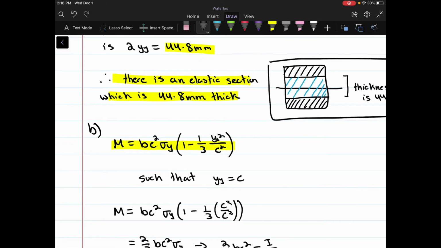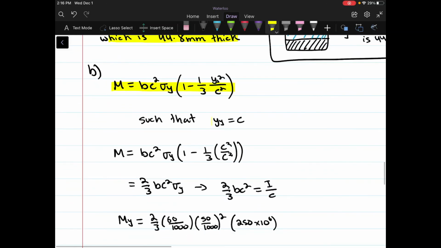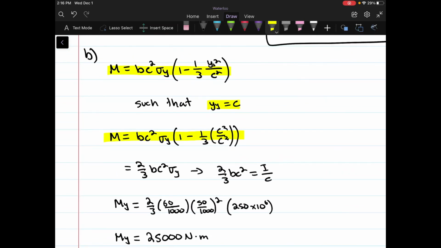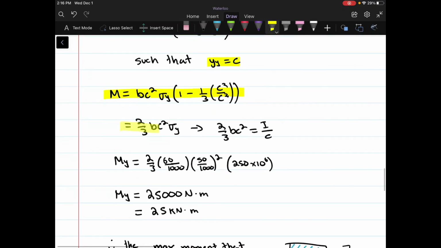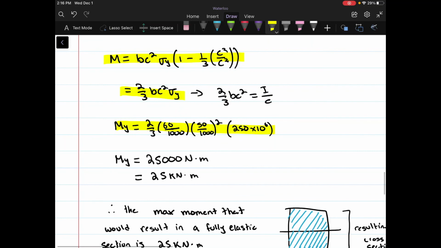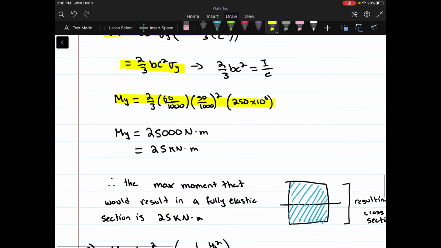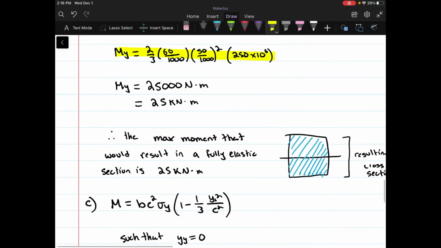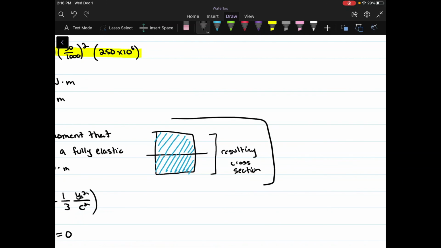We know that in order to have a fully elastic cross-section, the thickness of the cross-section needs to be equal to the height. This means that we will set yy equal to c and solve for the resulting moment. Doing this will result in the expression that we outlined above, which is right here. Now we can sub in our values, keeping in mind the units, to solve for the moment. This will result in a moment of 25 kilonewton meters. This means that when this moment is applied, the cross-section will look something like this, in which it is fully elastic.